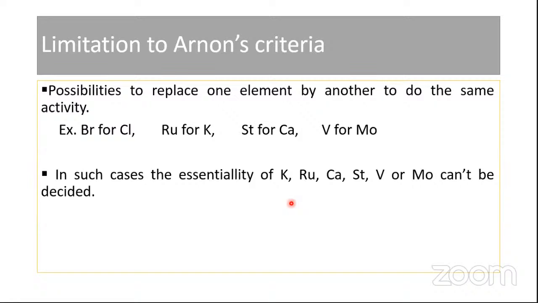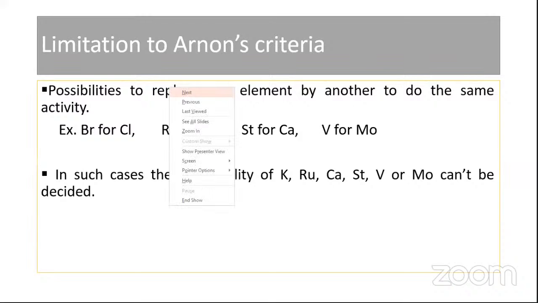But there is a chance. Beryllium can be replaced by chlorine, potassium can be replaced by rubidium, and vanadium can replace molybdenum, etc. In such cases, if the deficiency is satisfied by replacing, the essentiality of potassium, rubidium, calcium, strontium, and vanadium and molybdenum can't be decided. So this is one of the problems faced in the limitations of Arnold's criteria.